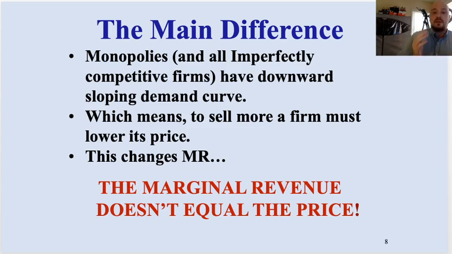What is the main difference? The main difference is the demand and the marginal revenue are split, like you saw in the graph that I drew. The marginal revenue does not equal the price. And I'm going to prove to you why that is mathematically.